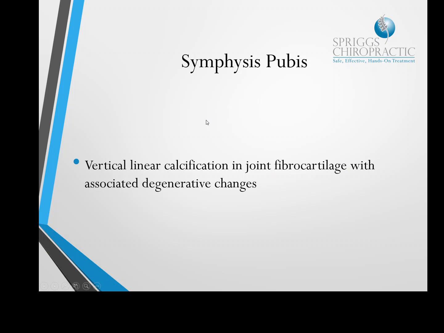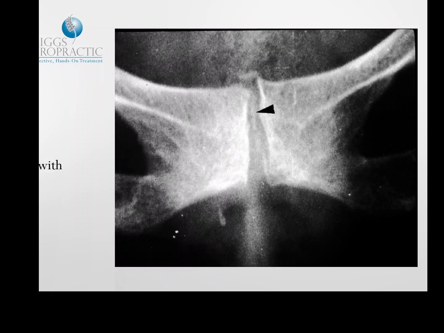In the symphysis pubis, you'll get a very obvious vertical linear calcification of the joint's fibrocartilage with associated degenerative changes as well. Symphysis pubis is not the typical joint site for arthritic changes, so it's going to be a bit of a giveaway if you're starting to see signs of degenerative joint disease happening there, because it's not the most common site for that to occur.